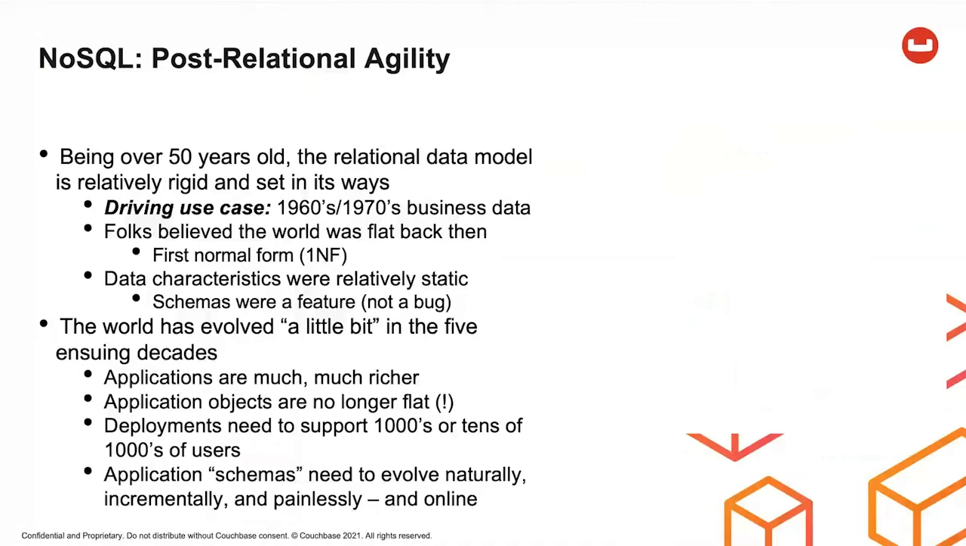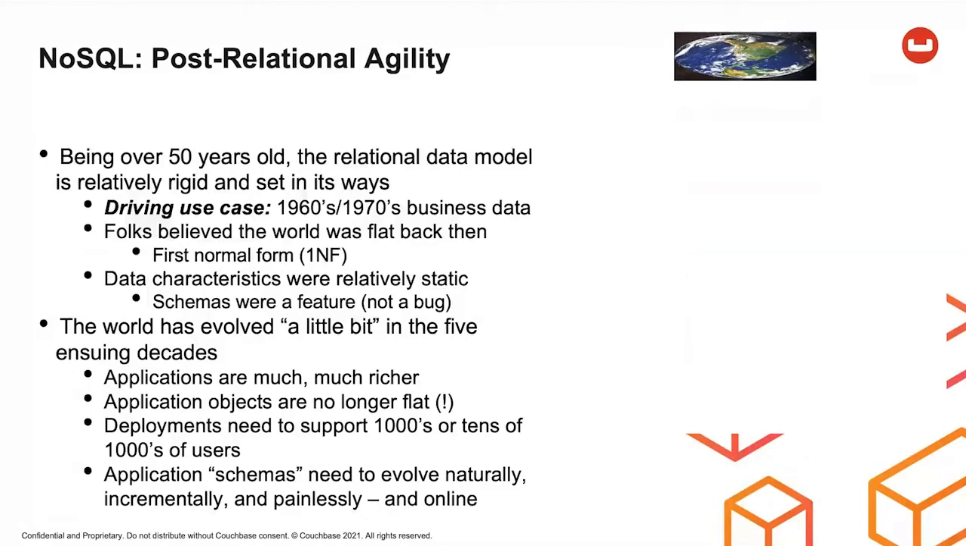Back then, people thought the world was flat, right? So it's a flat world. Data is flat. First normal form is what that's called technically in fancy relational database language. But basically, it's tables with rows and columns containing single values. Data characteristics were also static. Schemas were a feature. They could tell you what's in your database, and they didn't change very often. An employee is an employee. And 2 years ago's employee is today's employee, probably, in terms of the rate at which things were changing back then.